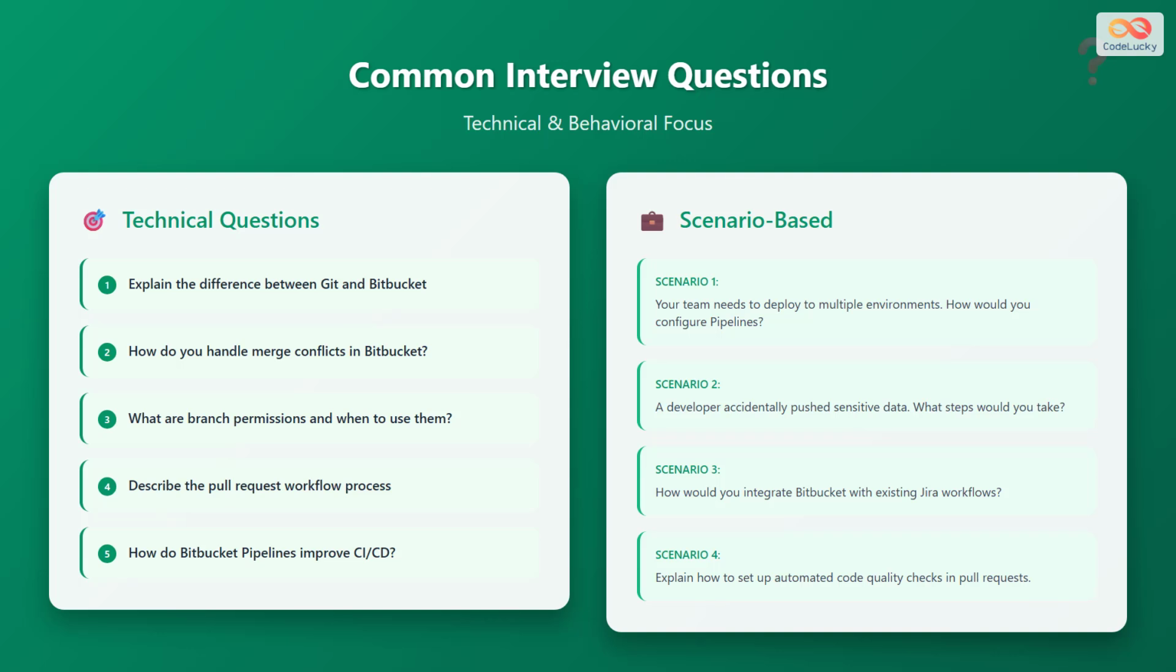For deploying to multiple environments, you would configure different pipeline steps for staging, testing, and production environments with appropriate deployment keys and environment variables. When sensitive data is accidentally pushed, immediate steps include revoking any exposed credentials, removing the sensitive information from repository history using tools like BFG Repo Cleaner, and implementing secret scanning to prevent future incidents. Integrating Bitbucket with existing Jira workflows involves configuring smart commits, linking repositories to Jira projects, and setting up automated issue transitions based on code commits and pull request activities.